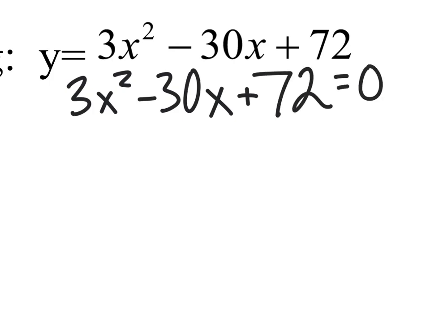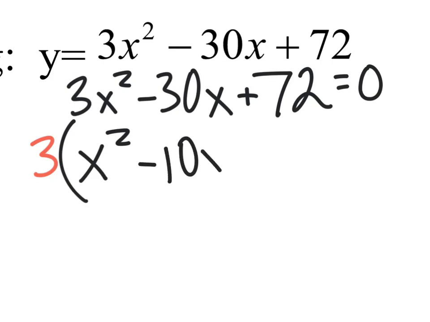And the first thing we should ask ourselves is, is there a GCF? Is there a greatest common factor? When I'm looking at this, I can see that, yeah, we can factor out 3. Great. So what does that leave us with? Well, 3 times what gives us 3x squared is simply x squared. 3 times what gives us negative 30? It's going to be negative 10x. 3 times what is going to give us 72? Well, 72 divided by 3 is, of course, positive 24. And this is all equal to 0.